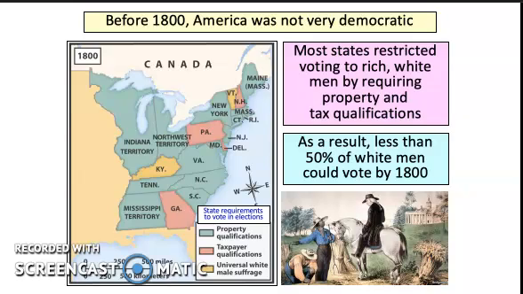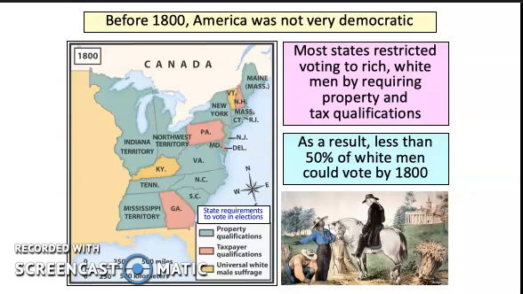So before 1800, America was not very democratic. Most states restricted voting to rich white men by requiring property and tax qualifications. Because of these strict requirements, less than 50% of white men could vote by the year 1800.